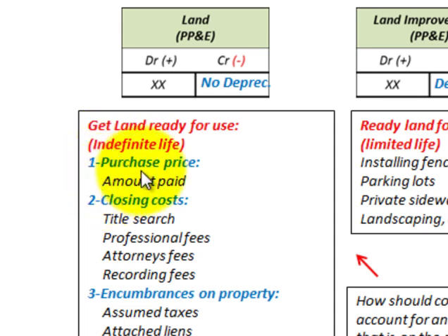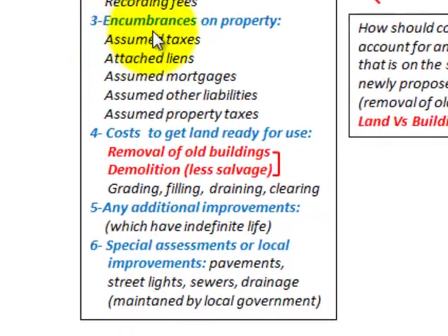Number one, we have the purchase price, that's the amount paid. We have closing costs. I'll just scan through: your title search, professional fees, attorney's fees, recording fees, and then encumbrances on the property, like assumed taxes, attached liens, assumed mortgages, assumed other liabilities, and assumed property taxes. And number four, the cost to get the land ready for use: the removal of old buildings, demolition less its salvage value. This is what we're going to be looking at in our example.